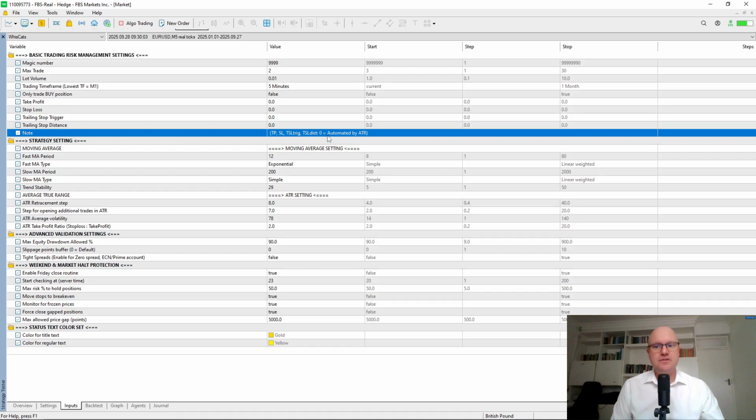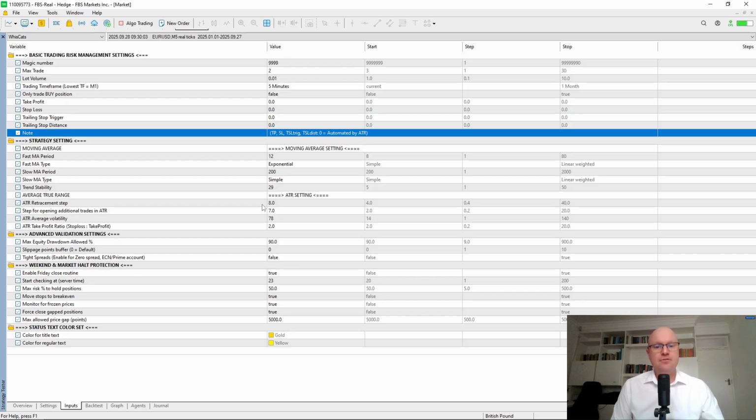Then when it comes to the stop loss, take profit, trading stop trigger and distance, these are now automatically calculated by the ATR, so all of these have been set to 0. However, each trade does have a stop loss and take profit, and it doesn't use any dangerous grid or martingale settings.